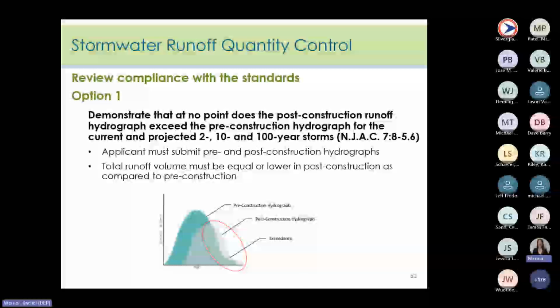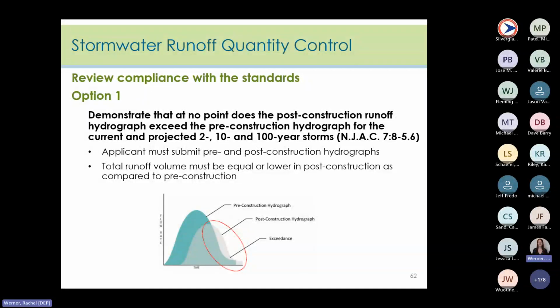Okay, now after reviewing all of the input parameters that Manesh and I just went over, the next thing to review is the output to see if it complies with any of the quality control options. And these options were discussed in depth during Module 1. So the first option is to demonstrate that at no point does the post-construction runoff hydrograph exceed the pre-construction hydrograph for the current and projected 2, 10 and 100-year storms.